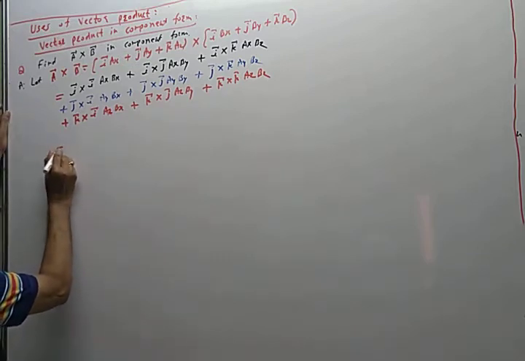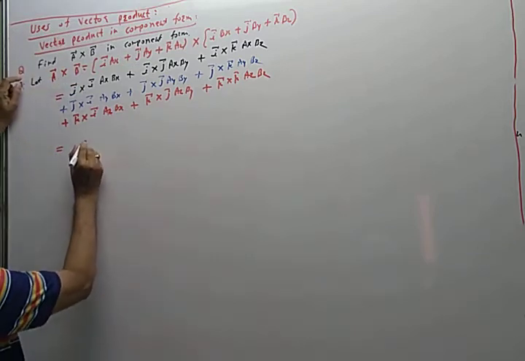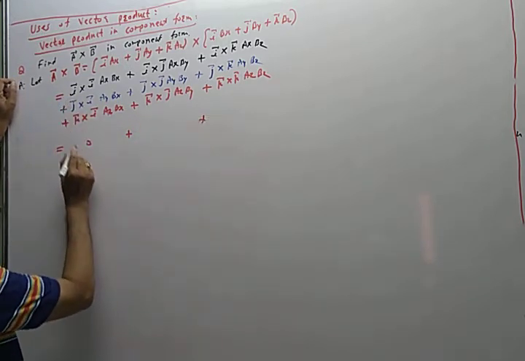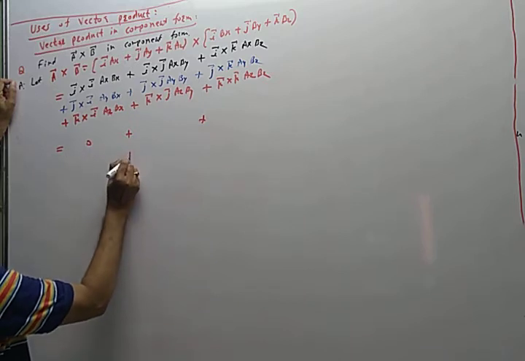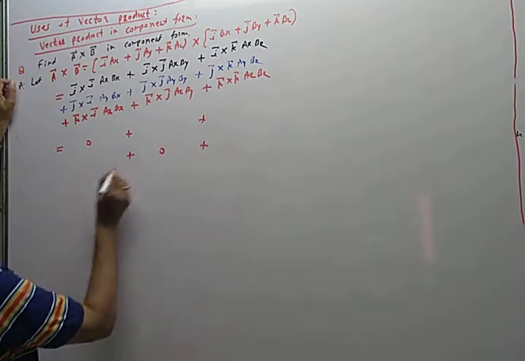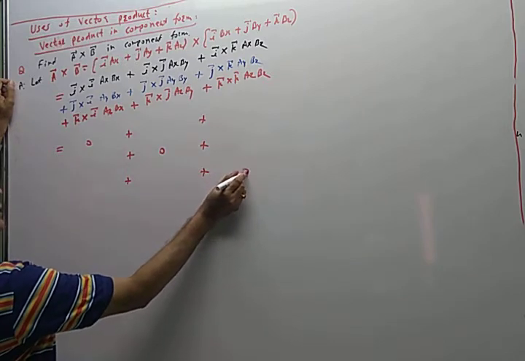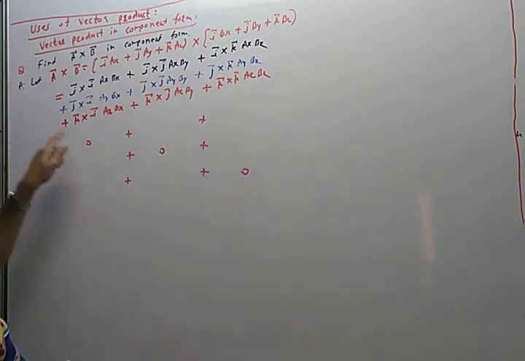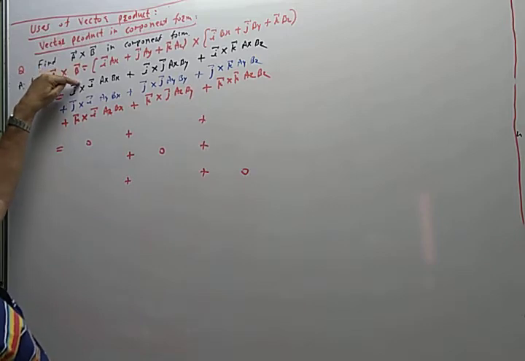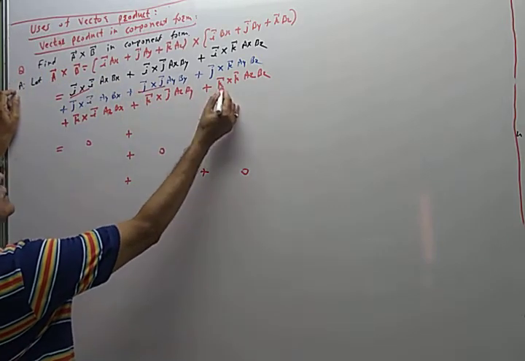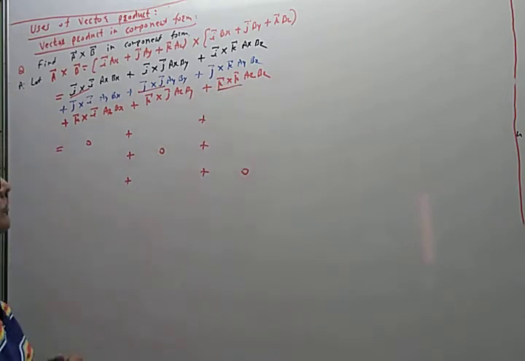But we know that i cross i is equal to 0. j cross j is 0, and k cross k is equal to 0. So diagonal elements are 0. This is 0, this is 0, and this is 0. Out of 9, 3 terms are 0.